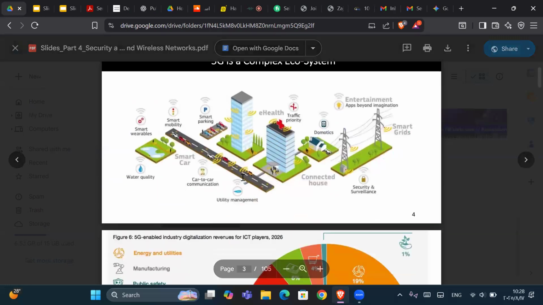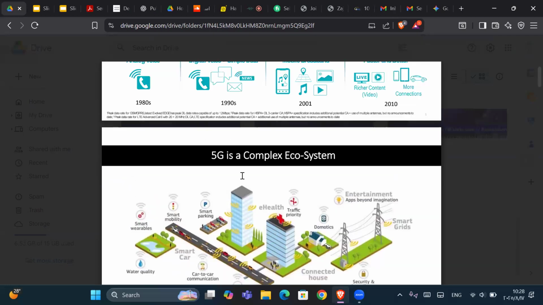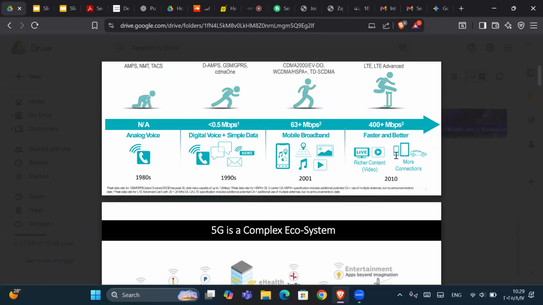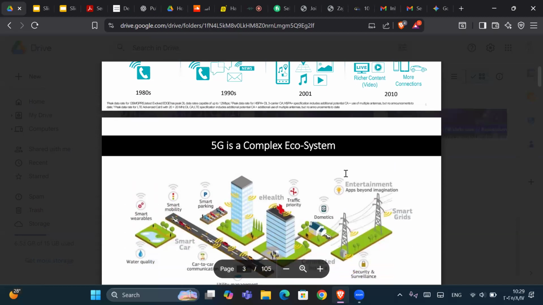And after 4G, in 2020, we had 5G. 5G is promising further improvement in the data rate, up to 1 gigabit per second uplink and 10 gigabit per second downlink, and lower latency, better reliability, and many more innovations.